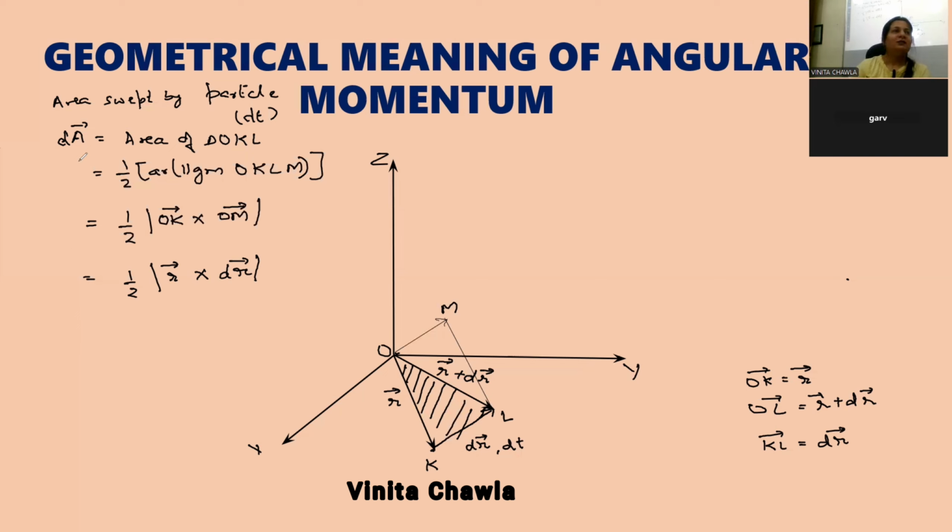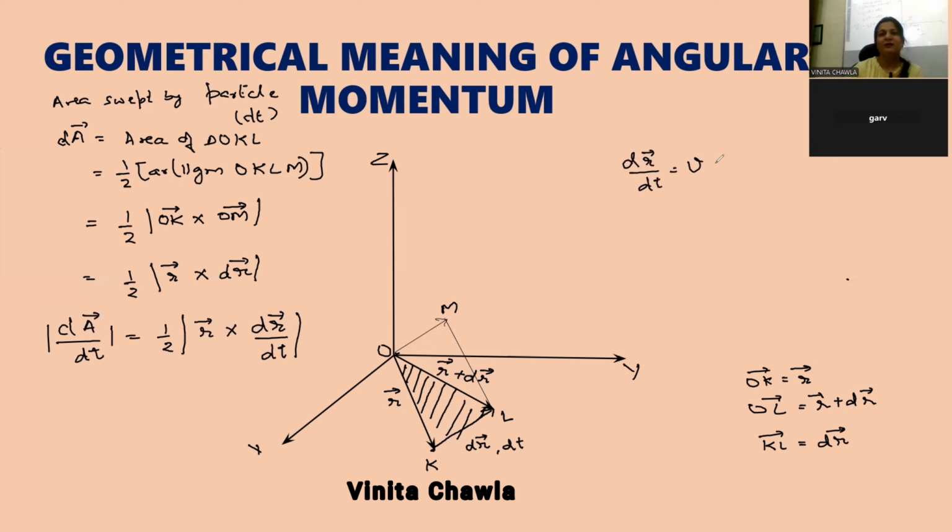Okay, now what if we differentiate this area with respect to time? On differentiating area with respect to time, we get dA by dt, and this is equal to half vector r cross dr vector by dt. Yes? And dr vector by dt is velocity. And how do we write velocity in terms of momentum and mass? dr by dt is v, and v is vector p by m. So in place of dr by dt, we can write p by m.